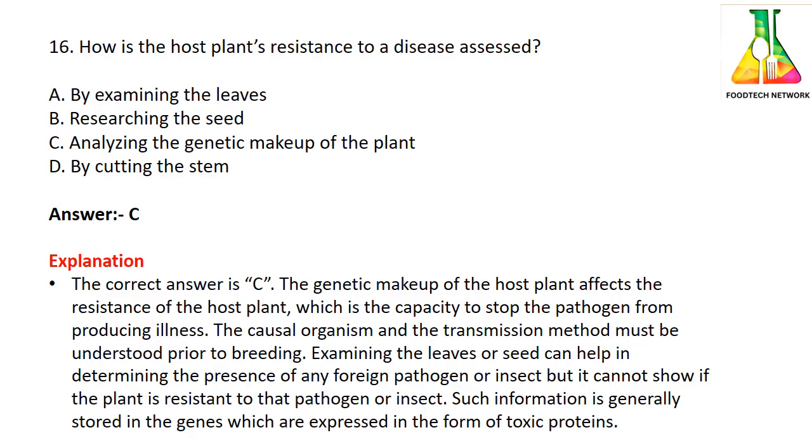And the causal organism and the transmission method must be understood prior to breeding. Examining the leaves or seed can help in determining the presence of any foreign pathogen or insect, but it cannot show if the plant is resistant to that pathogen or not. Such information is generally stored in the genes, which are expressed in the form of toxic proteins.